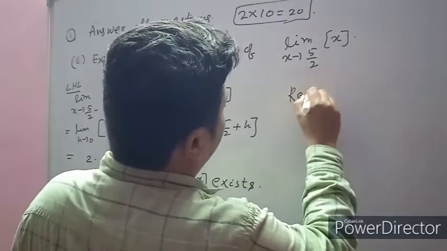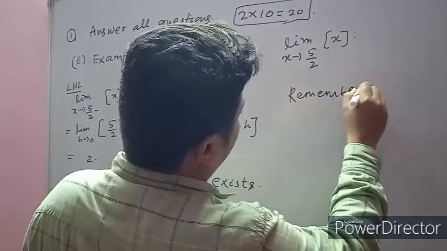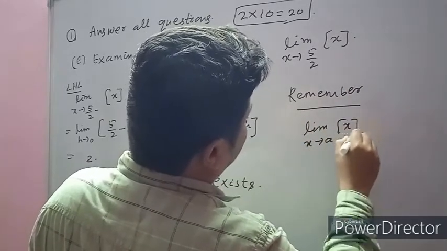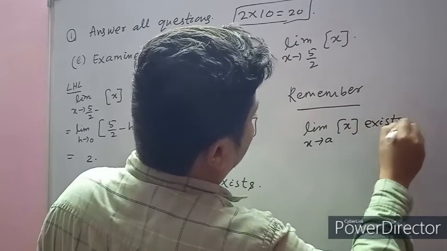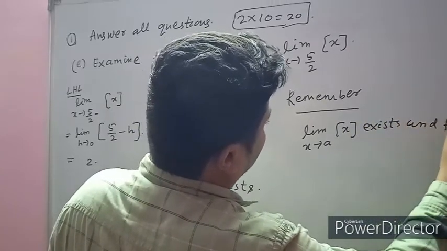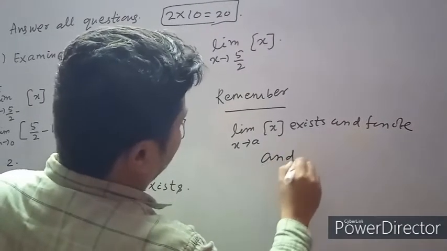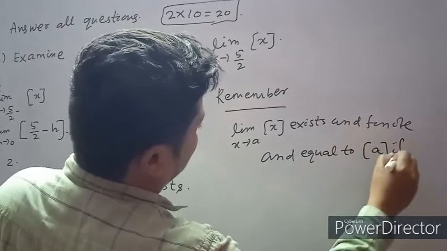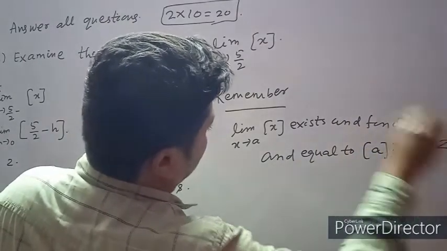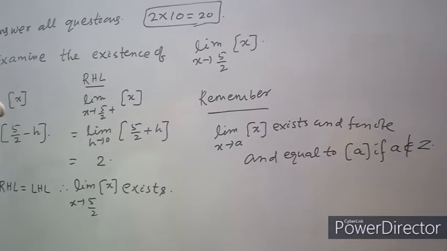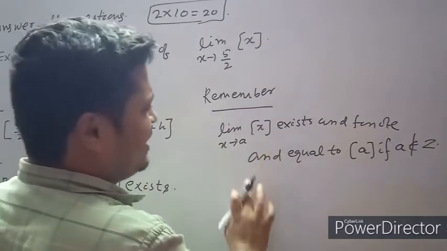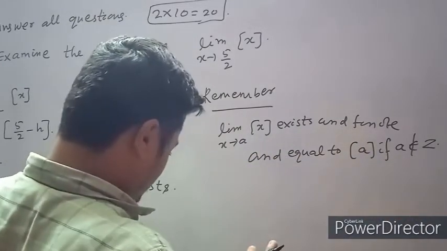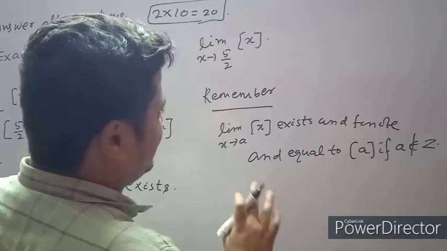Remember, limit x tending to a of [x] exists and is finite and equal to [a] if a does not belong to Z. If a is not an integer, then limit x tending to a of [x] exists and is finite, and that is equal to [a]. And if a is an integer, then the limit does not exist.